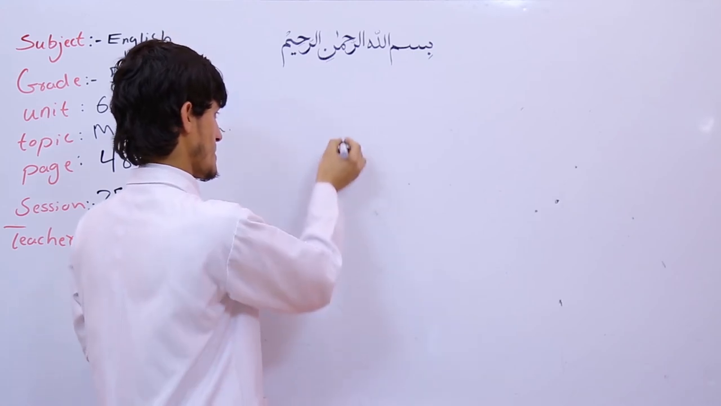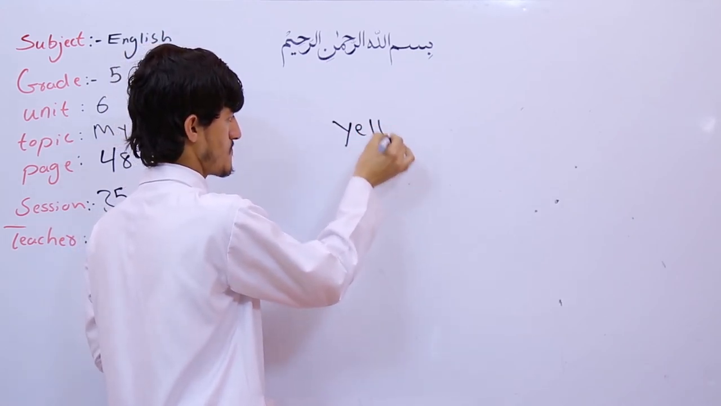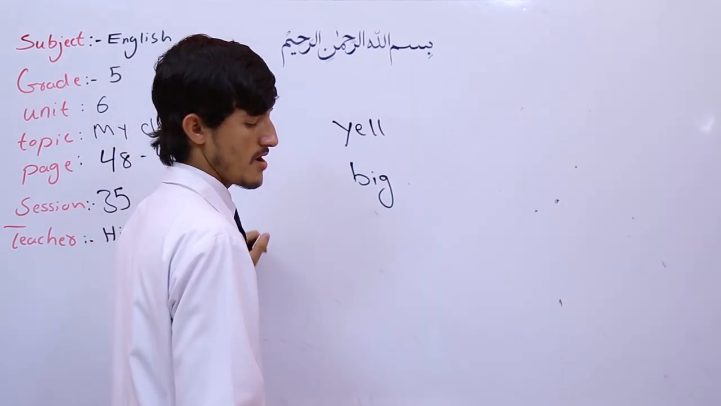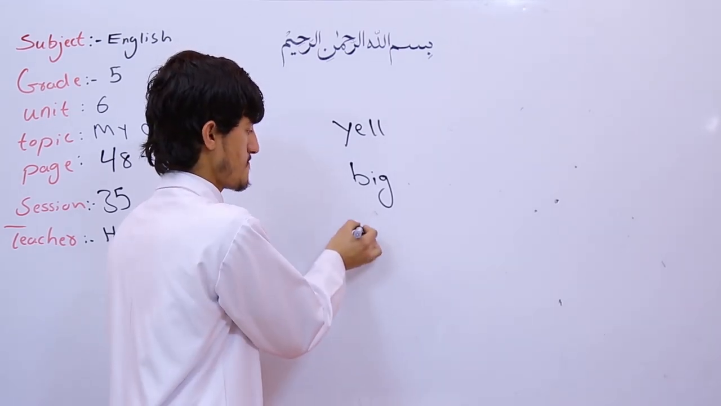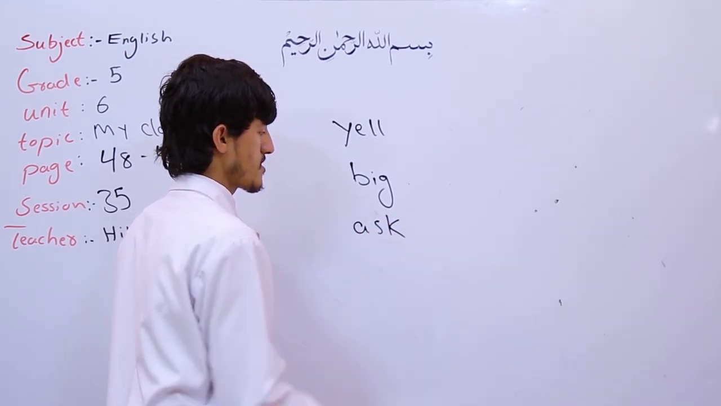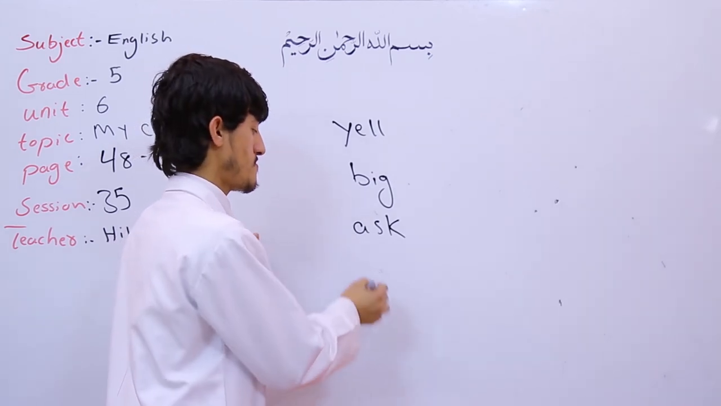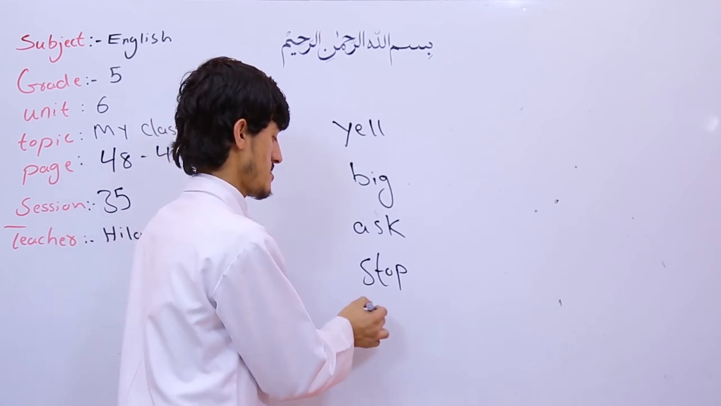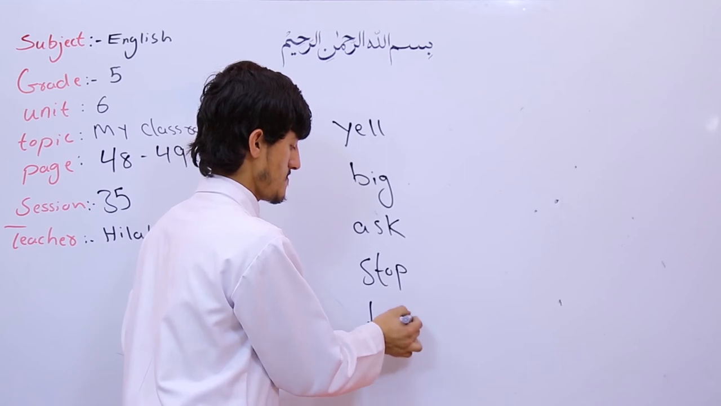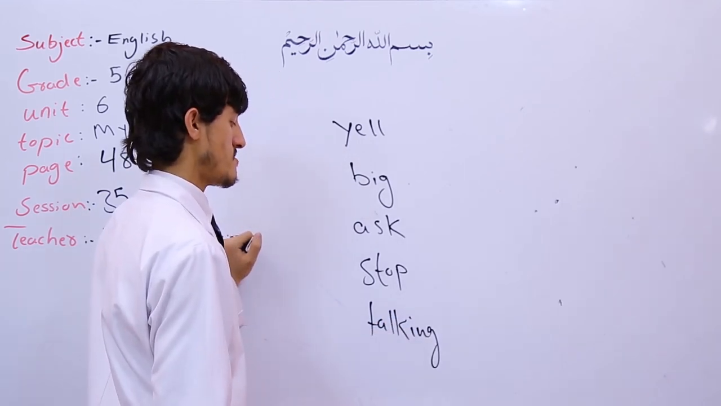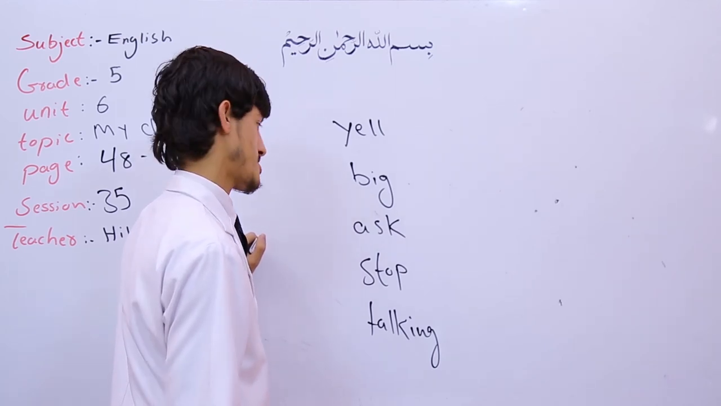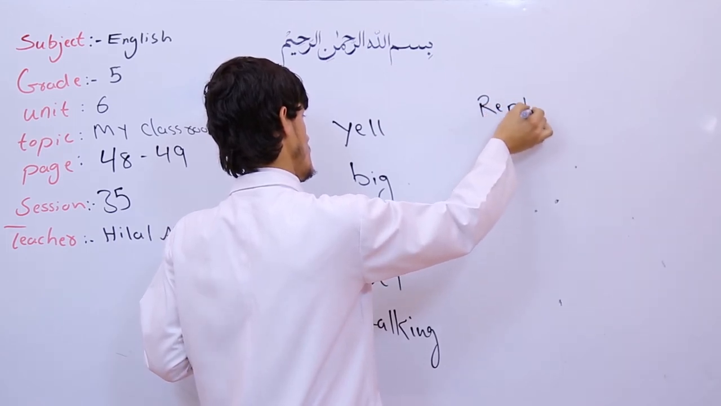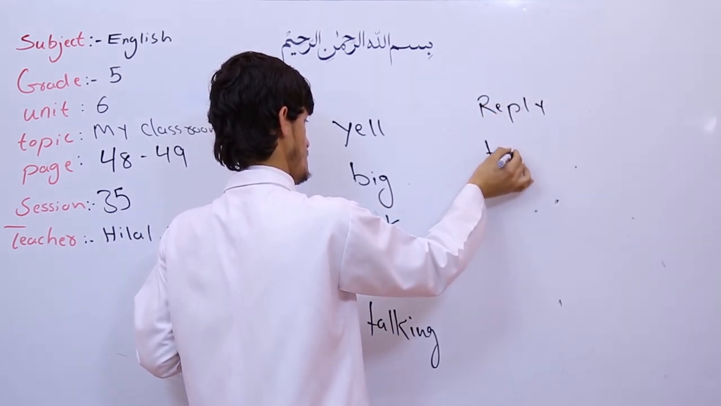Word number one is yell. Word number two is big. Word number three is ask. Word number four is stop. Word number five is talking. And word number six is reply. And the last one is trouble.